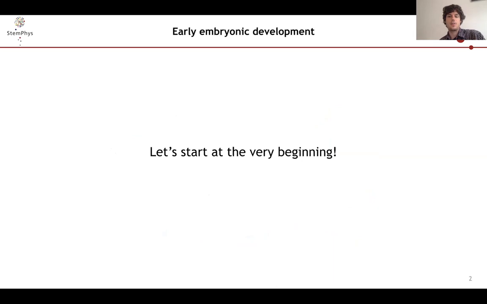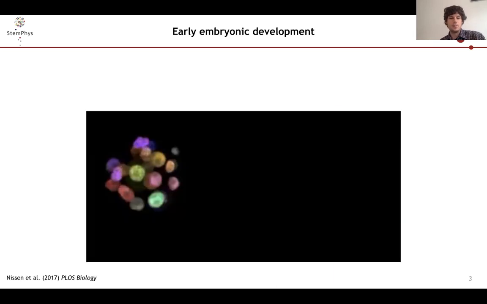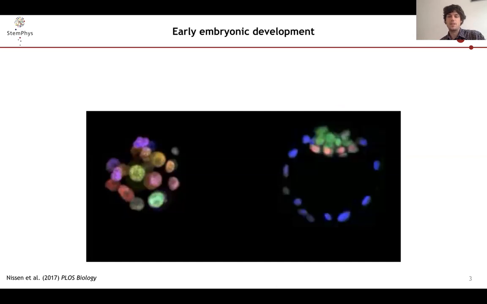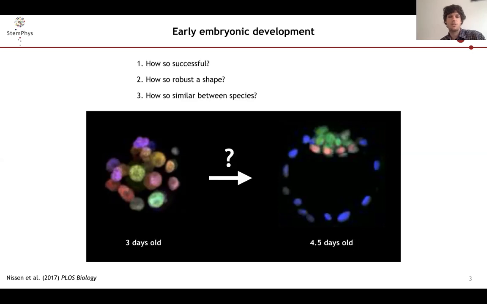Let's start at the very beginning. Have a look at this image. This is the mouse morula 3 days after fertilization. And note the complexity in the gene expression markers. 1.5 days later, it had developed into what's known as the blastocyst, where the same gene expression markers now form 3 distinct cell lineages.